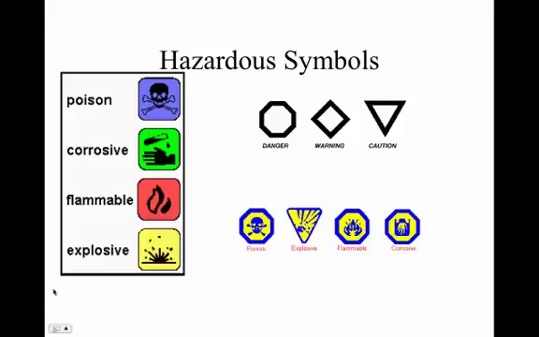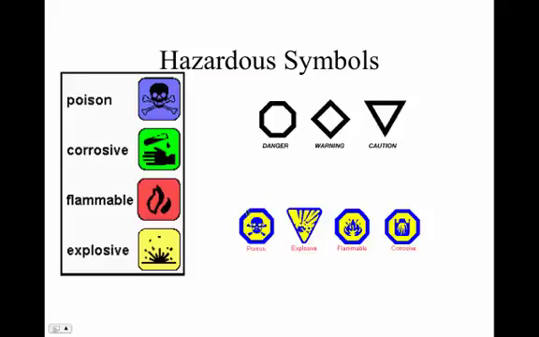Lots of household products will have these symbols on them: poisonous, the explosive symbol, the flammable symbol, or the corrosive symbol. And each symbol might have something around it depending on its severity. If it has a triangle around it, that means it's just slightly a problem. If it has a diamond around it, that means it's more severe. And if it has an octagon around it, that means it's really severe.